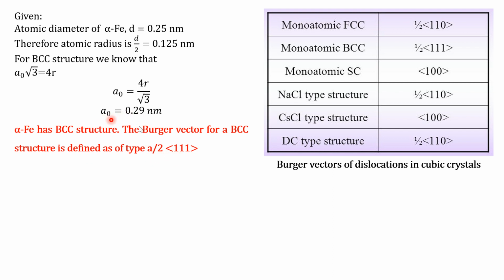So once you have A and once you have the type, how would you calculate the magnitude? Yeah. So we have to take A by 2 into root of 1 square plus 1 square plus 1 square. So how would this be? What would be the final answer to this step?